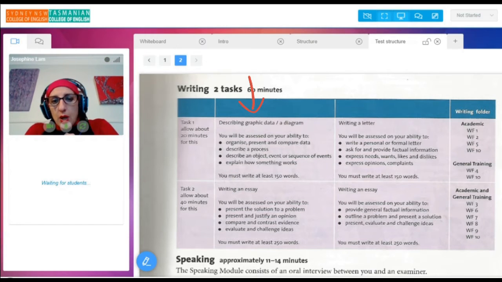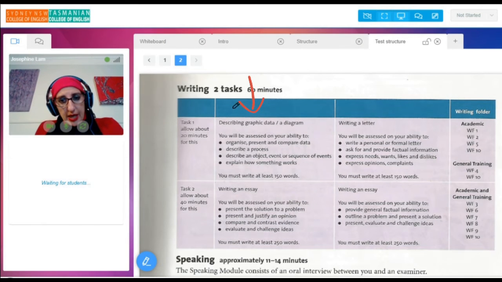Now, there is a big difference between the general and the academic training module for the writing task. Now, for task 1, you will be given 20 minutes, and for task 2, you will be given 40 minutes in both cases. Now, let's look at the differences.